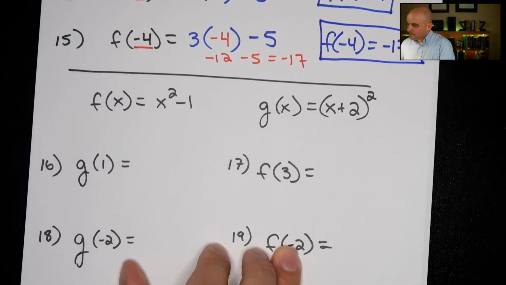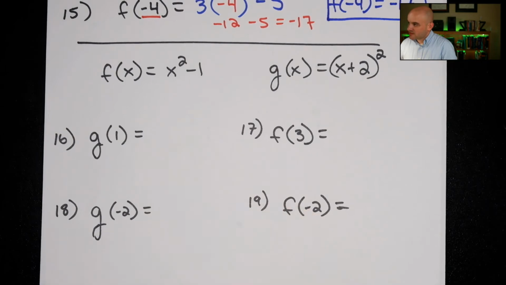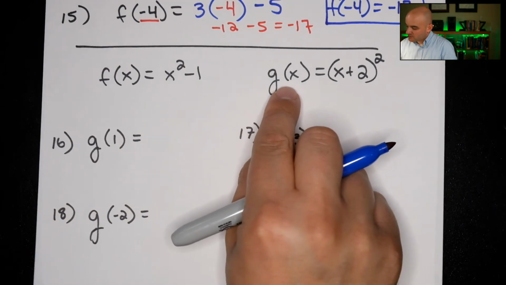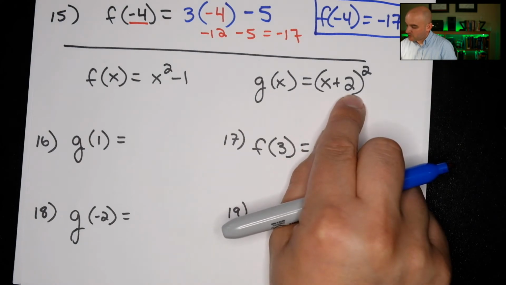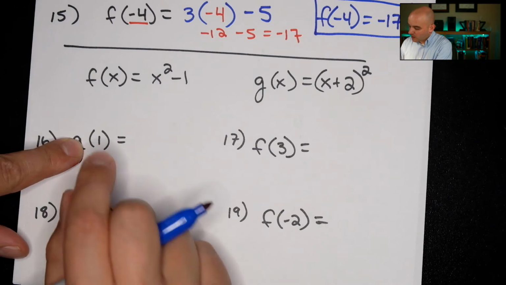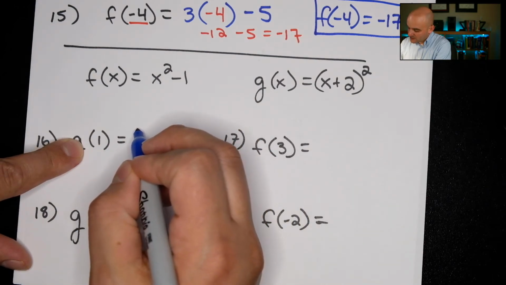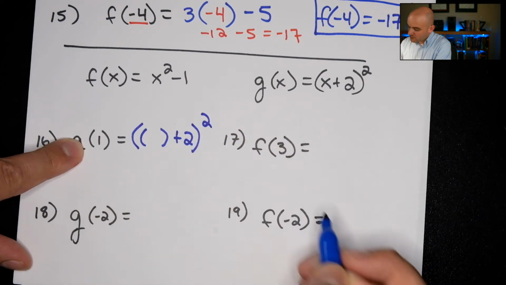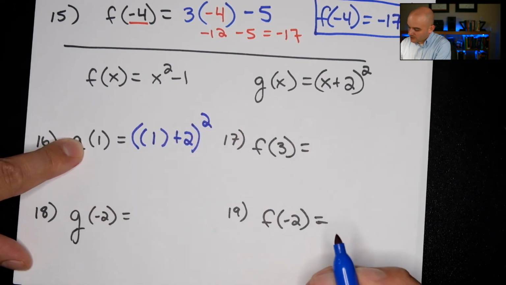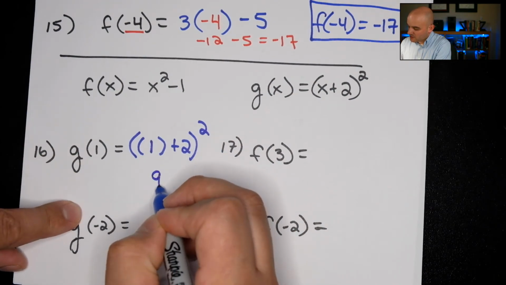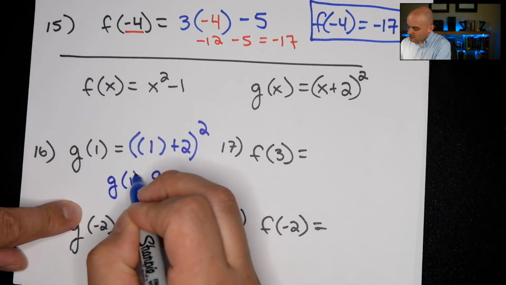All right, let's look at number 16 here. So now we know, okay, we're using the g function that's defined up here, x plus 2 quantity squared, and we want to evaluate it when x is equal to 1. So we're going to say we've got parentheses plus 2 quantity squared, put a 1 in, and then we can evaluate using order of operations. 1 plus 2 is 3, and 3 squared is 9. So the g of 1 equals 9.